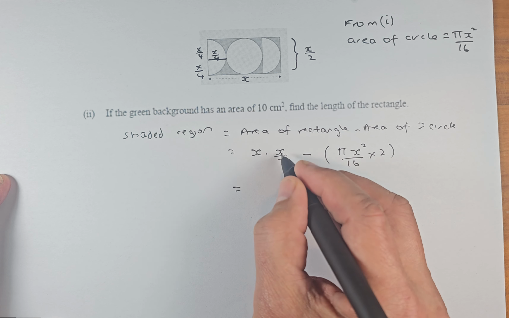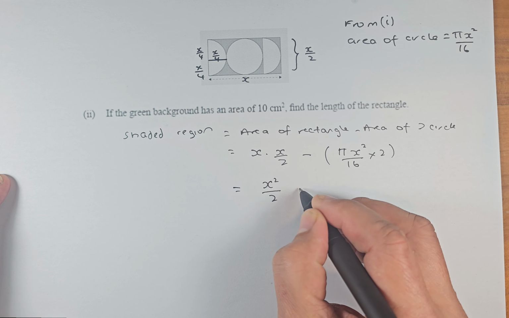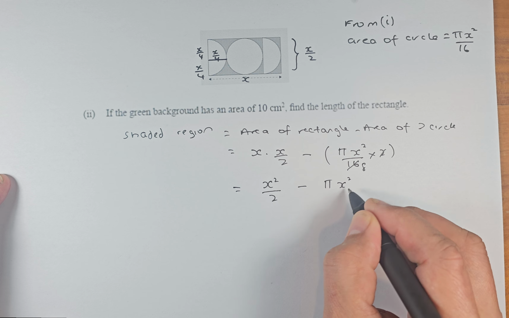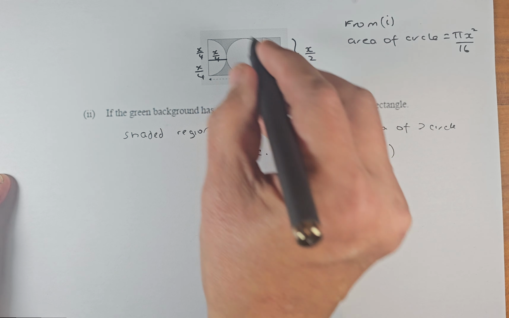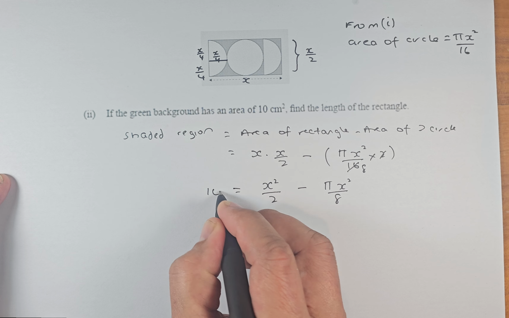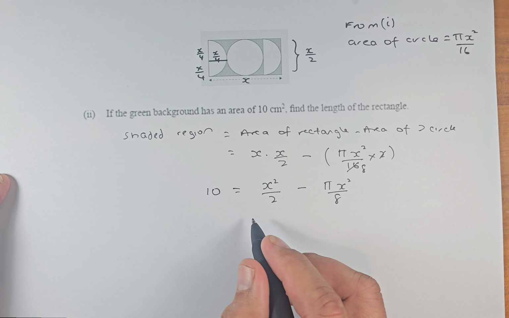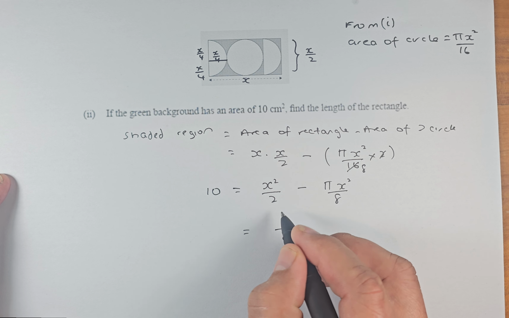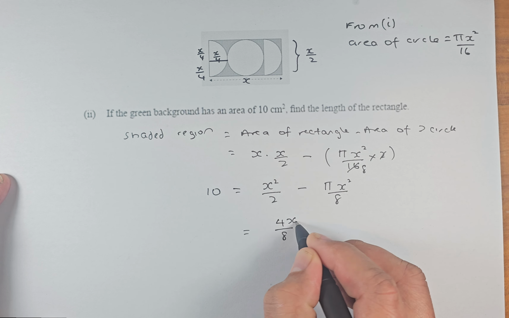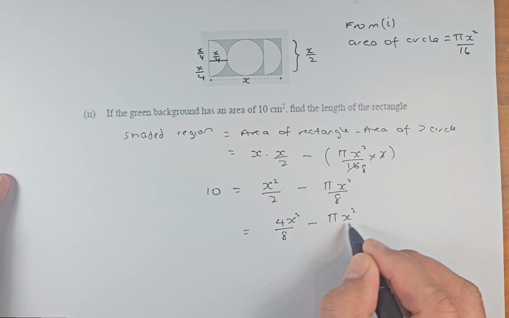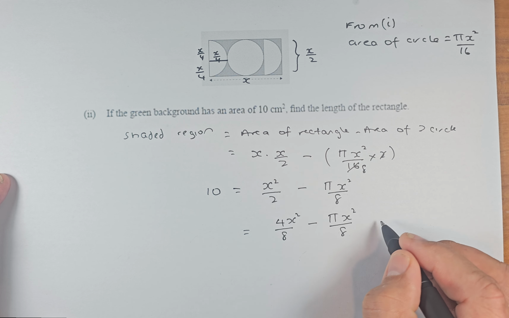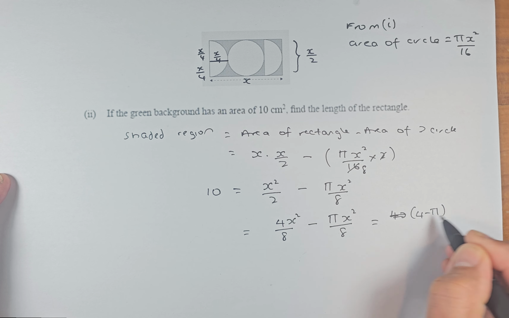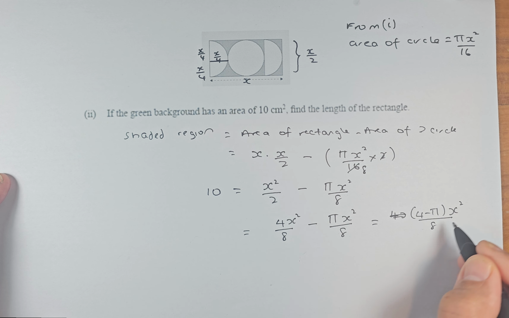So now we will simplify that. x times x is x squared over 2. On this side, we cancel 16 and 2, and it becomes pi x squared over 8. And we know the shaded region is 10, as given. So now we simplify the expression on the left-hand side. We make a common denominator of 8. 8 divided by 2 is 4, so 4x squared minus pi x squared over 8, or combining them together, 4 minus pi, times x squared, over 8. That is equal to 10.